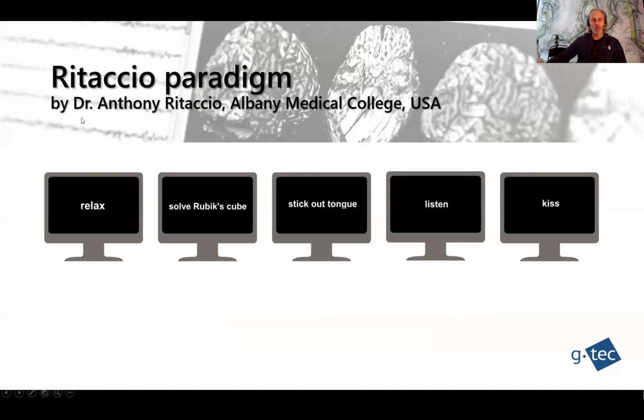And then we worked together with Tony Ridaccio from Albany Medical College in New York, in the USA. Together with Ridaccio, we developed this paradigm. We ask the person to relax for 15 seconds. Then the person should solve a Rubik's Cube to get the finger region. Then the person should stick out the tongue to get the tongue region. He has to listen to an English story to get the auditory cortex and Wernicke's area. And at the end, the kissing movement should be done to get the lips region.